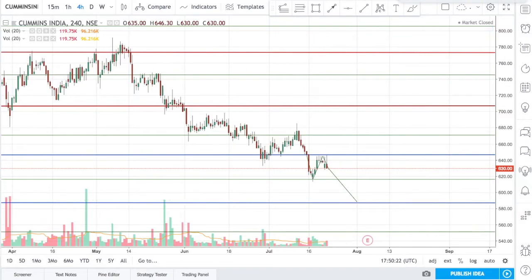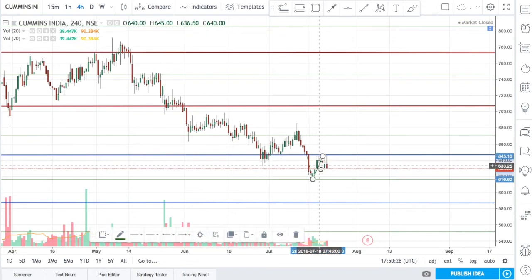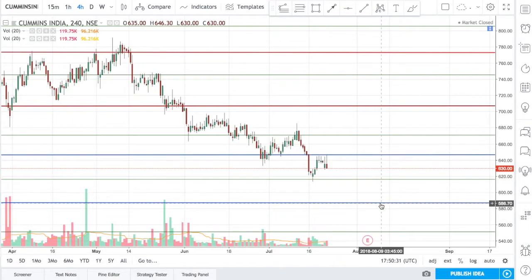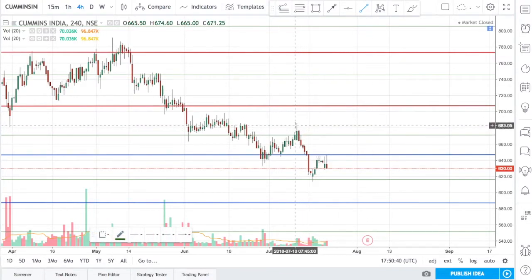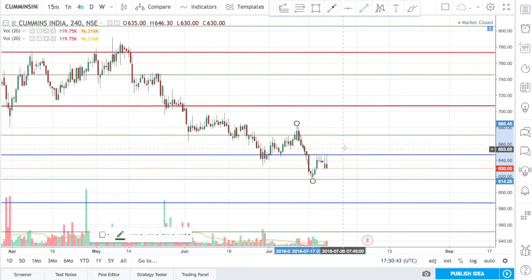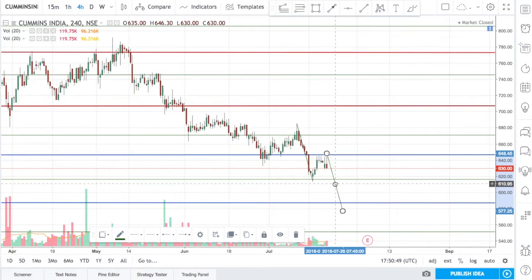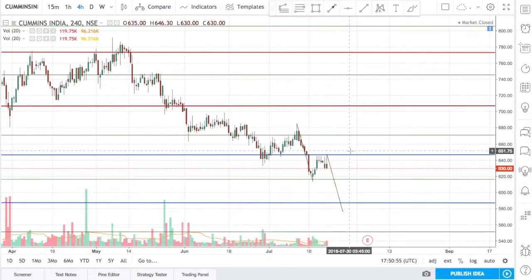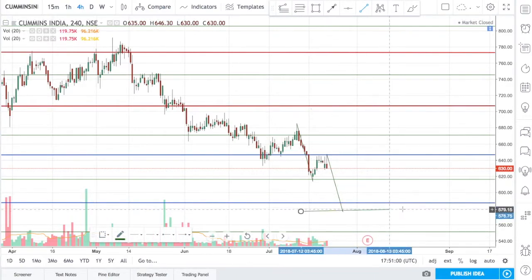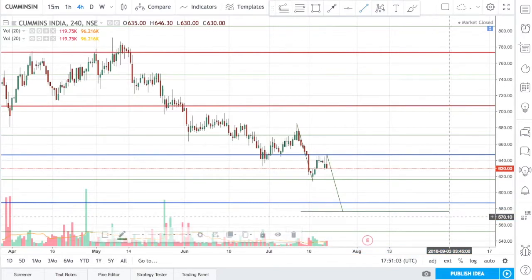First, ABCD. Let me get these off. First, look if we have a good D completion on an ABCD. This is our AB leg, and this is possibly our D completion point. This one. This is our possible D completion point.